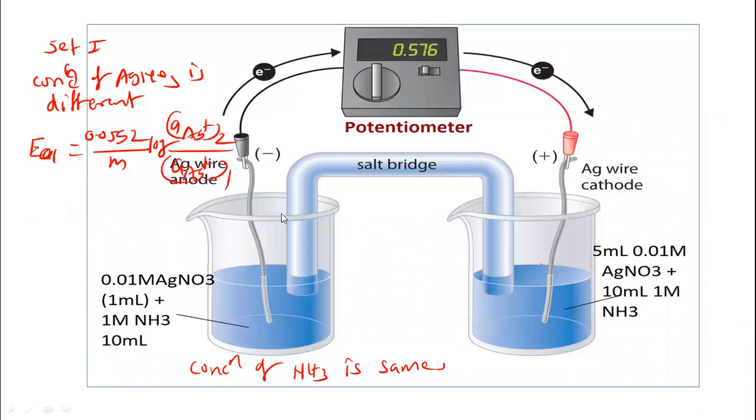You can see this is the experimental setup for set 1. The concentration of the silver nitrate is different here, and the concentration of the ammonia is the same. In both cases, there is a formation of the silver ammonia complex. But in set 1, the concentration of the silver nitrate will be different, and in set 2, the concentration of the ammonia will be different. So in this way we can determine the formula of the silver ammonia complex by measuring the EMF of the cell.